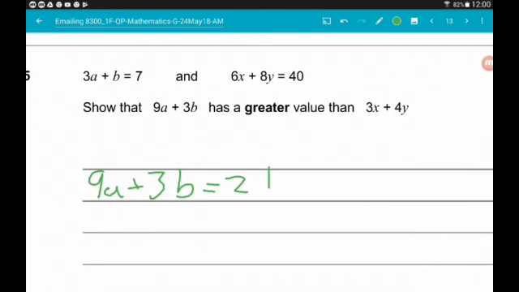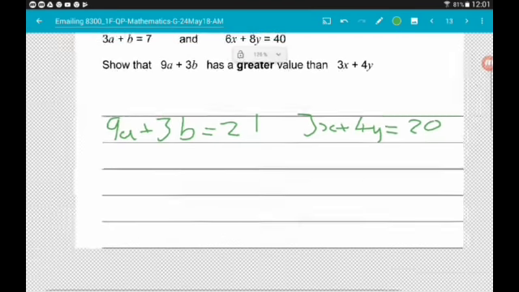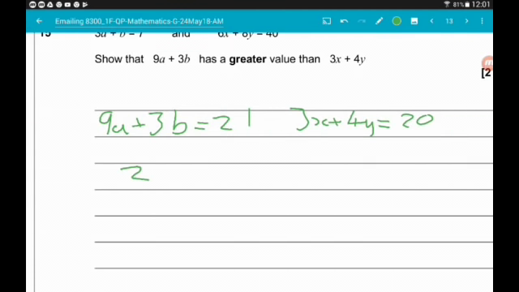And same sort of thing for 3x add 4y. How have we gotten from 6x add 8y to 3x add 4y? We have divided by 2. So 3x add 4y is equal to 20. 21 is greater than 20, so we've shown it.